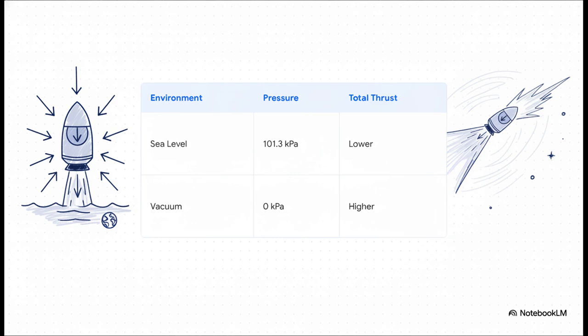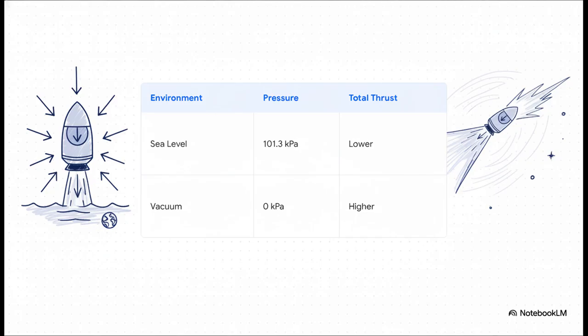Down at sea level, the atmosphere is incredibly heavy, about 101.3 kilopascals pressing in on the engine. This high ambient pressure pushes back and suppresses the exhaust, resulting in a lower pressure thrust component, which means lower total thrust. But in the vacuum of space, ambient pressure is essentially zero. There is literally nothing pushing back against the nozzle exit.